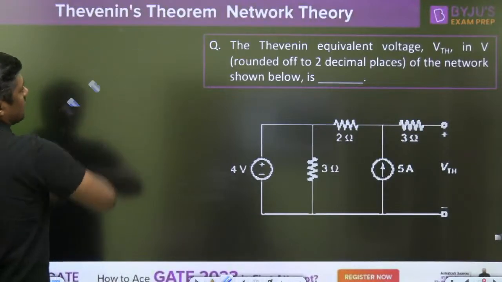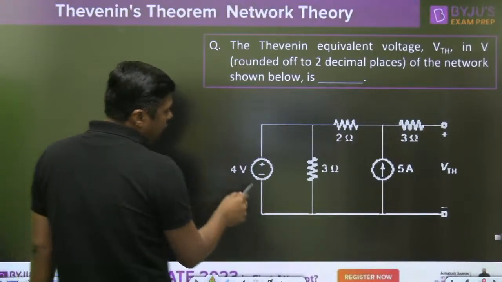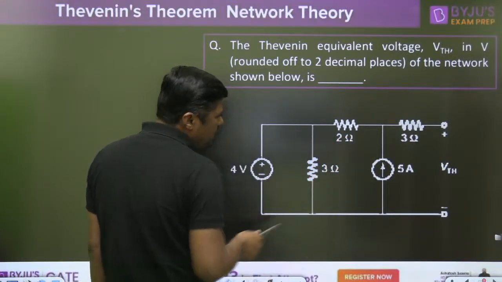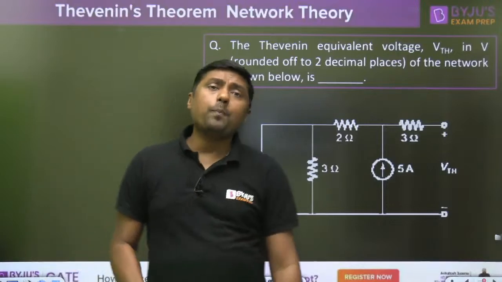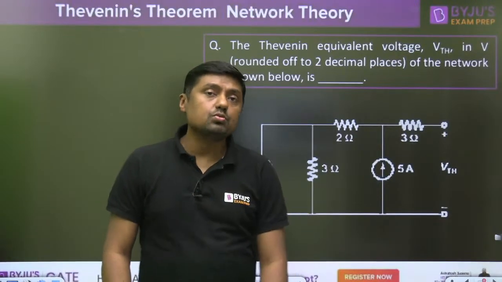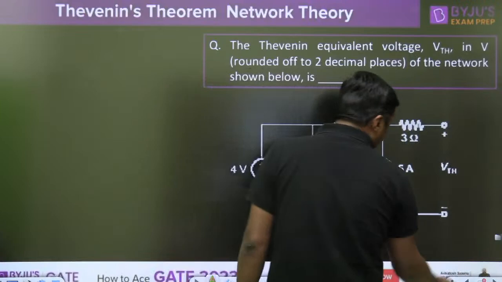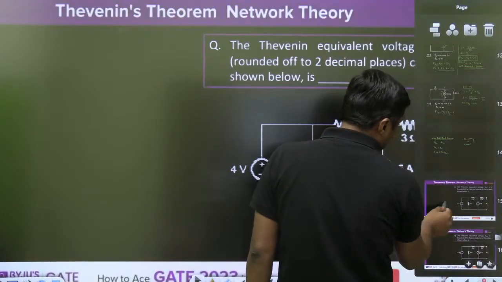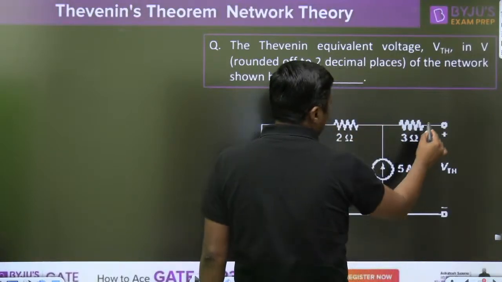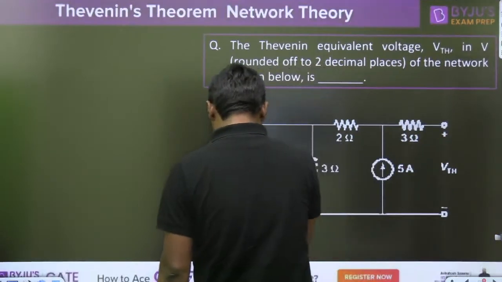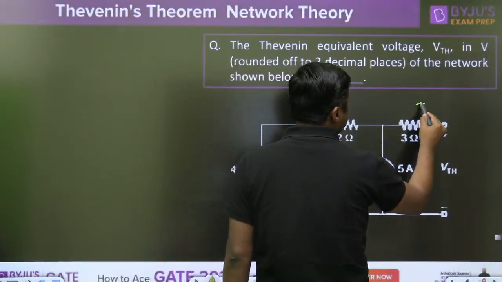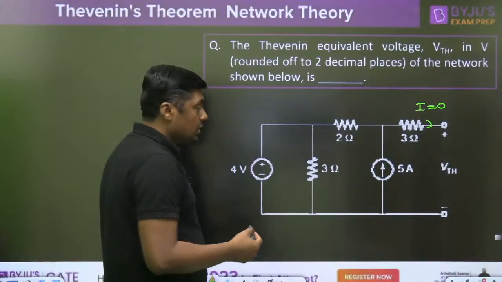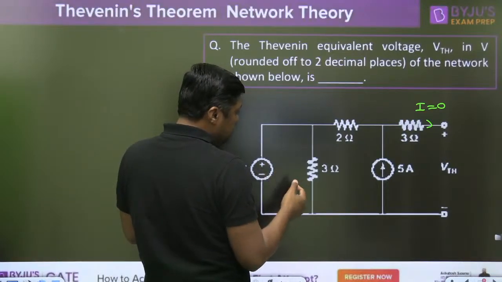Now, here it is a 4 volt, 3 ohm, 5 ampere current source. Always remember, it is an open circuit. Open circuit voltage means the current through that particular branch is 0. Right? Watch this. This is what open circuit means. So always remember that is 0. If this is 0, then what is the voltage here?